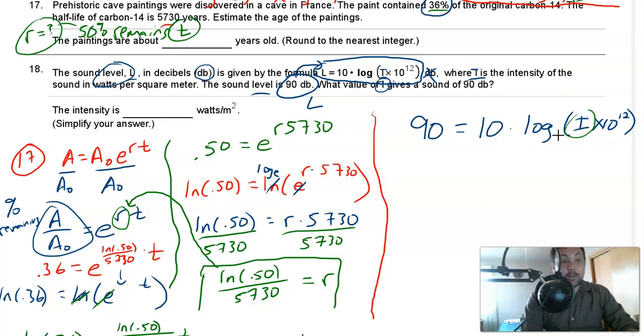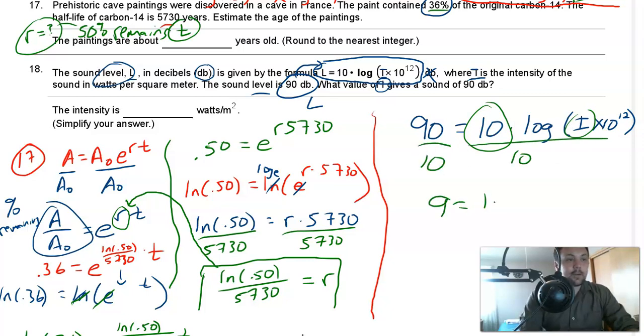I have students that will take the 10, raise it to the 90th power. It doesn't work because it doesn't account for this 10 properly. So we need to get rid of the 10 before we can do the loop. It's being multiplied to the log, so to get rid of it, we will divide by it. Divide by 10 on both sides, we get 9 equals log base 10 of I times 10 to the 12th power. Now we can do the loop, right?